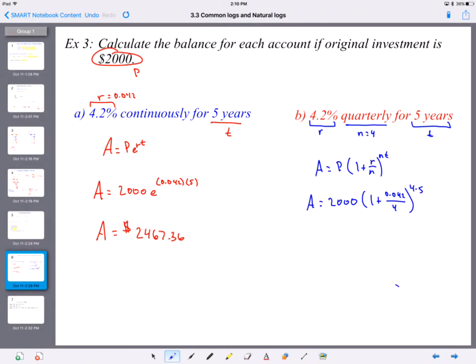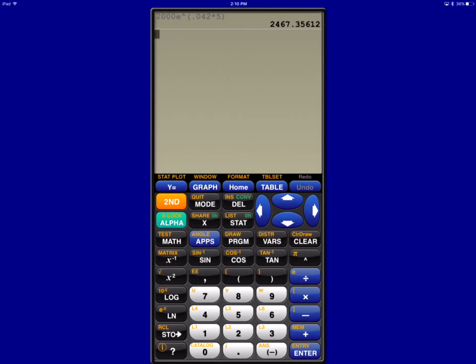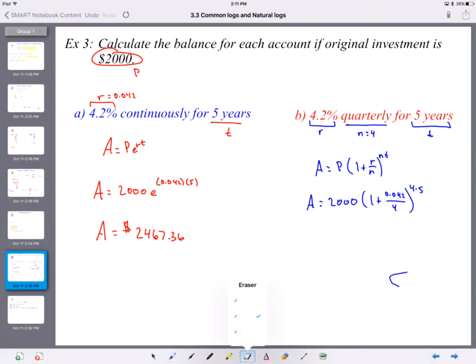And once again, we'll plug it into the calculator and see what we get. So we have 2,000, 1 plus 0.042, divide that by 4, and then we're going to raise it to, and if you type this in, you're going to have to use parentheses for 4 times 5, but we know 4 times 5 is 20, so we'll just type in 20 here, and we get close to what we had before, $2,464.66 if we round up. So this answer is A equals $2,464.66. So if we do it continuously, we make a little bit more money over 5 years.